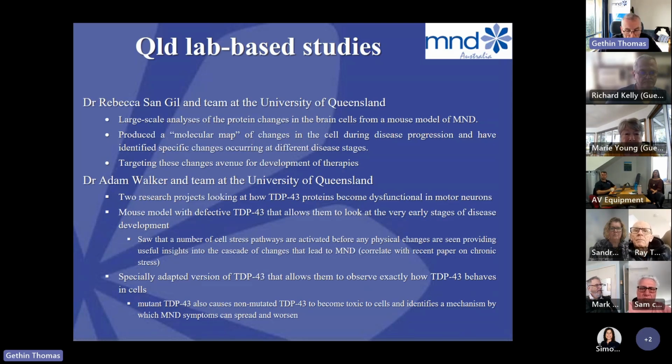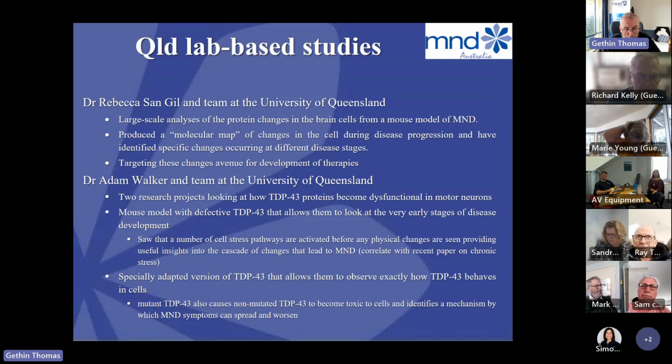Another group, Dr. Adam Walker and his team at the University of Queensland, are looking at the protein TDP43. In pretty much every case of MND, this protein TDP43 is disrupted. It sits in your cell where it shouldn't be. It accumulates in big lumps in your cell, which is very toxic, and this is what basically kills your motor neurons. So they've built some mouse models where they mimic the human disease by creating a defective TDP43 protein, and now they're looking at what happens in these mouse models when they start to develop MND.